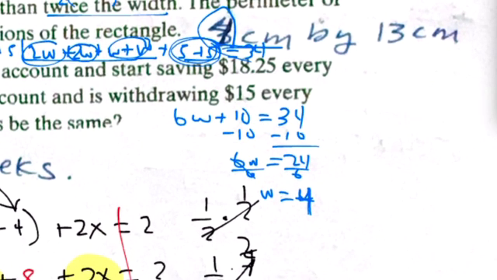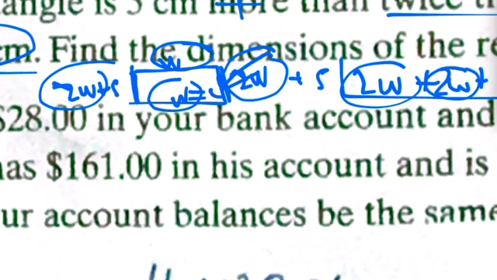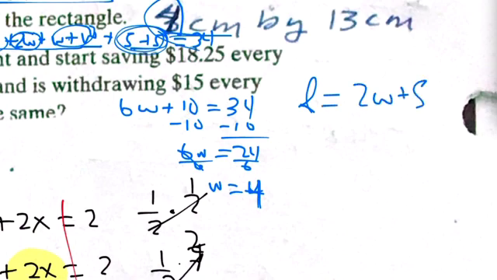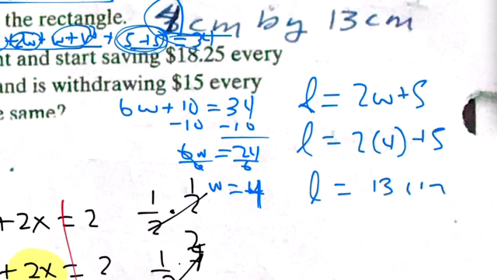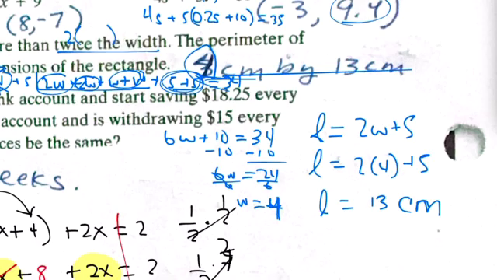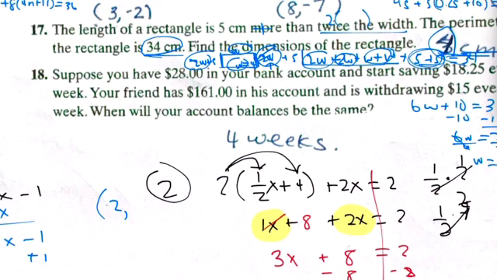So you find the width to find the length. So this is 4. To find the length, we put that into there. So the length is twice the width plus 5, right? So put it in. Length is 2 times 4 plus 5. The length is 13 centimeters. That's why it's 4 centimeters by 13 centimeters. That's your answer. Okay. And then number 15 we've done before.